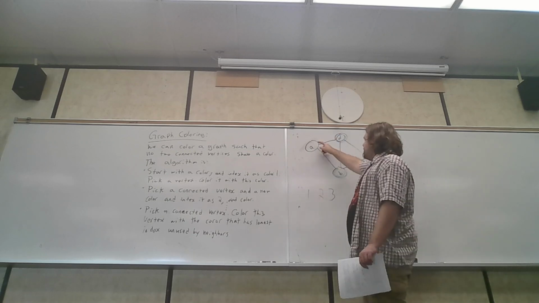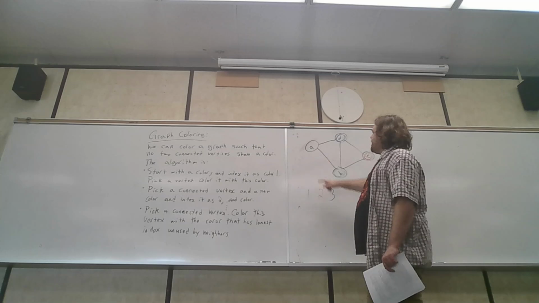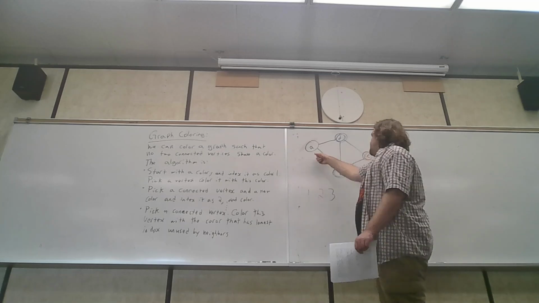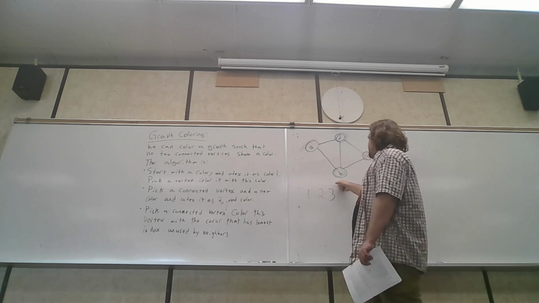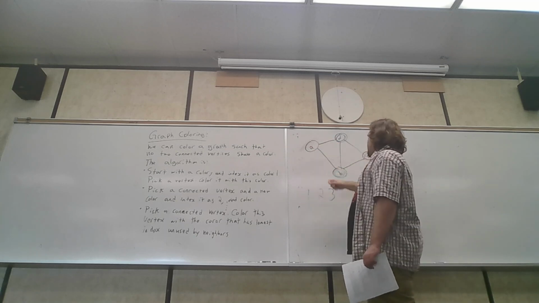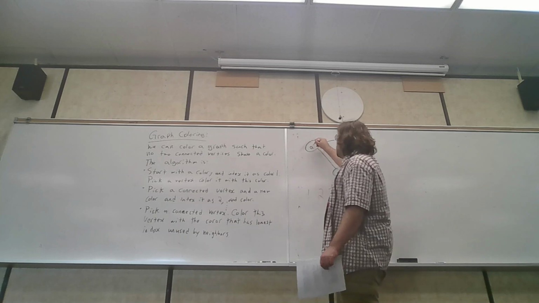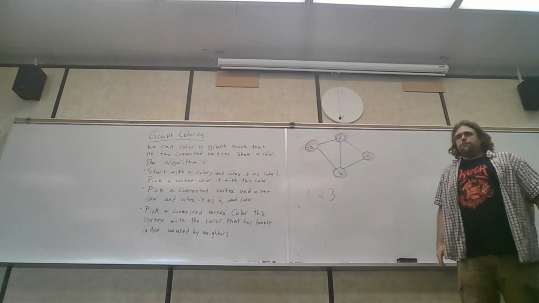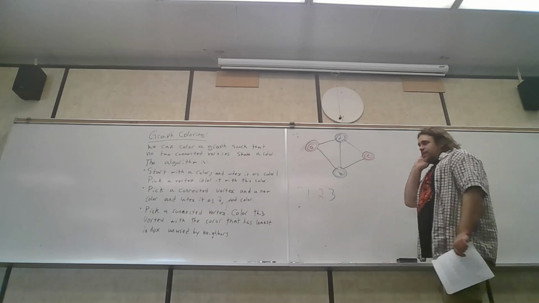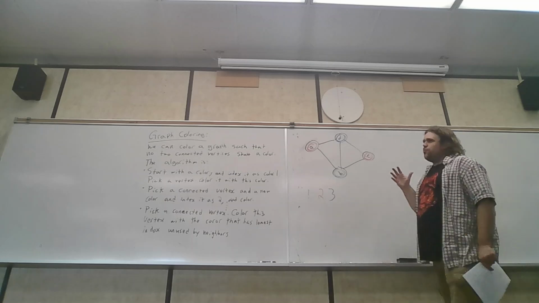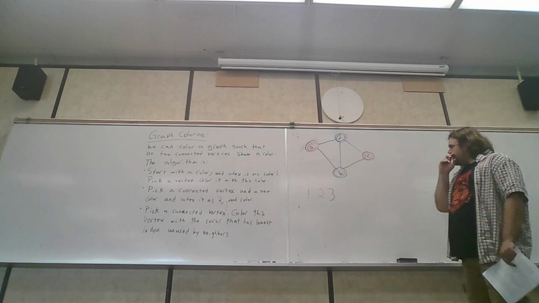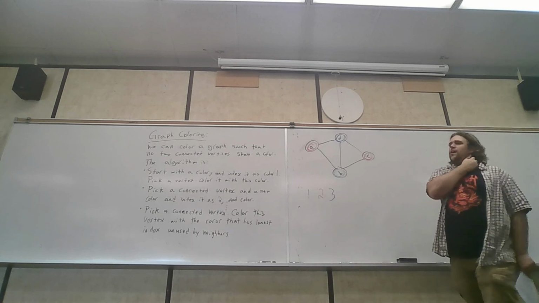And now we move along. There's still one more left. We get to this one and we say, okay, can I color it green? No, because this is green. Can I color it red? Yes, actually, because it's not connected to any red ones. So we color that red. So this algorithm will actually produce a minimal coloring. So it will use the smallest number of colors possible.